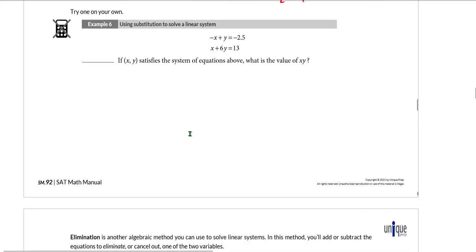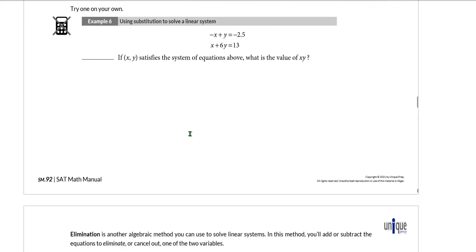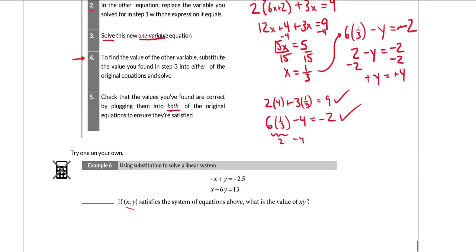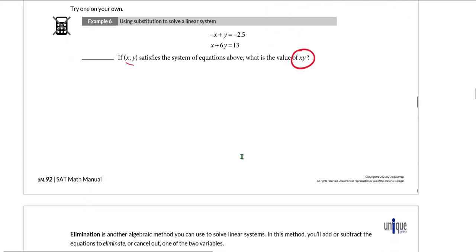You are going to try example 6 on your own right now. Pause the video, do it. In example 6, the question is giving us a system of linear equations. They are telling us that there is a point out there that satisfies the system of equations. We are going to need to find the value of x, y. So clearly we do need the values of x and y that satisfy this system so that we can then find the product of those two values.